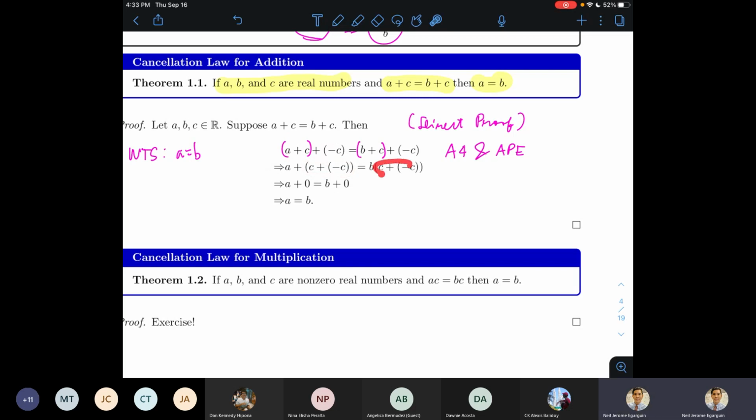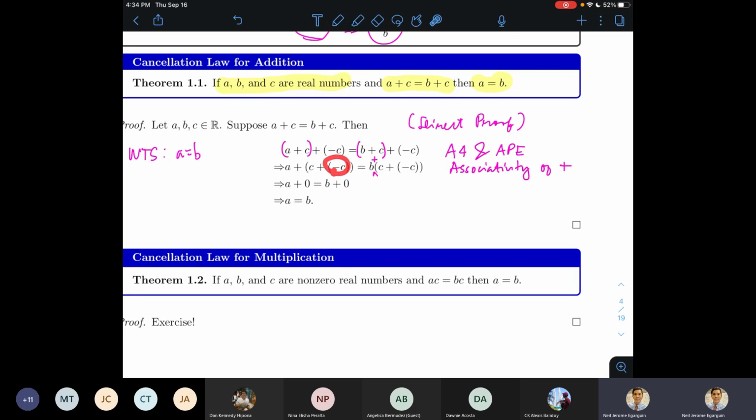Then I'm going to do the same thing on the right side. And again, there is another typo. Dapat ito ay may plus. Yeah. So yun yung maganda sa live sessions, no? Na nako-correct natin itong mga to. So yeah. So the reason here is by associativity of addition.